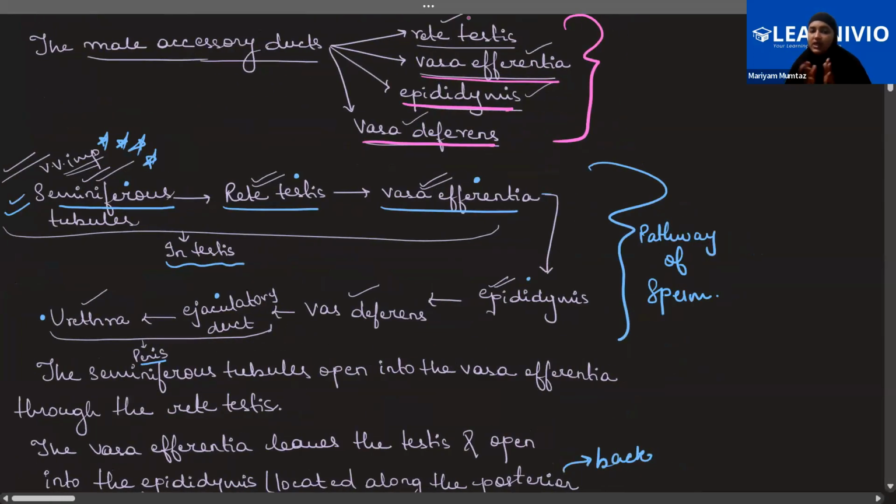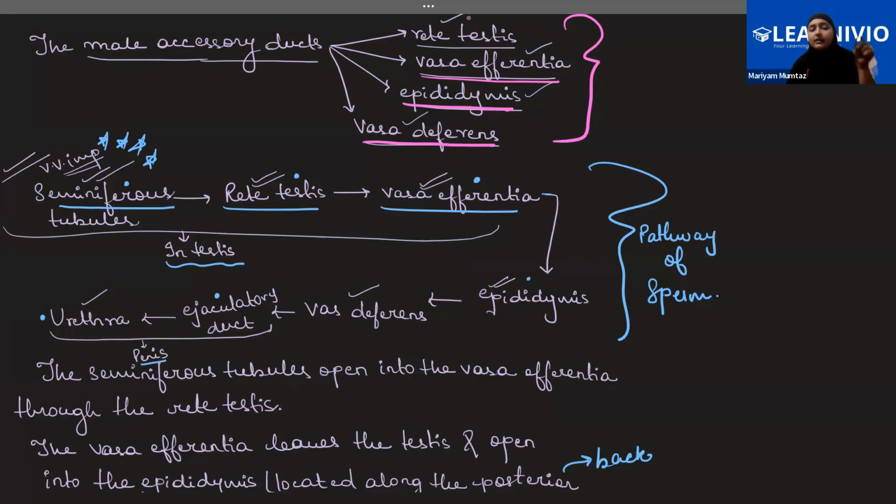Now, once the sperm has been formed, sperm are formed inside the seminiferous tubule, isn't it? Once the sperm has been formed inside that, it leads to the rete testis. From the rete testis, the sperms go into the vas efferentia. From the vas efferentia, the sperms go into the epididymis. Then from there, it goes into the vas deferens, then to the ejaculatory duct, and ultimately they are released out through the urethra. So this whole entire pathway that you're seeing is the pathway of sperm.